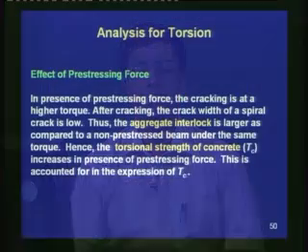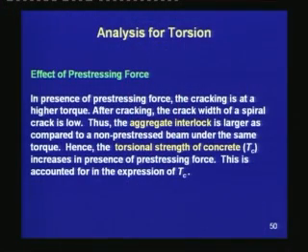Thus, in presence of prestressing force, the cracking is at a higher torque. After cracking, the crack width of a spiral crack is low. Thus, the aggregate interlock is larger as compared to a non-prestressed beam under the same torque. Hence, the torsional strength of concrete increases in presence of prestressing force. This is accounted for in the expression of Tc.